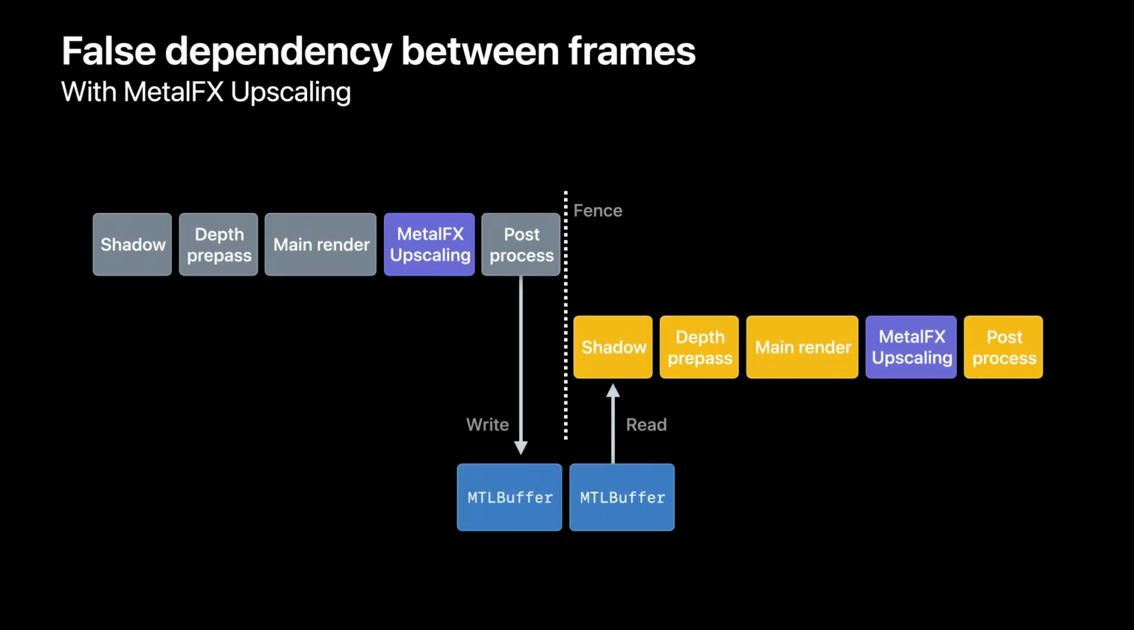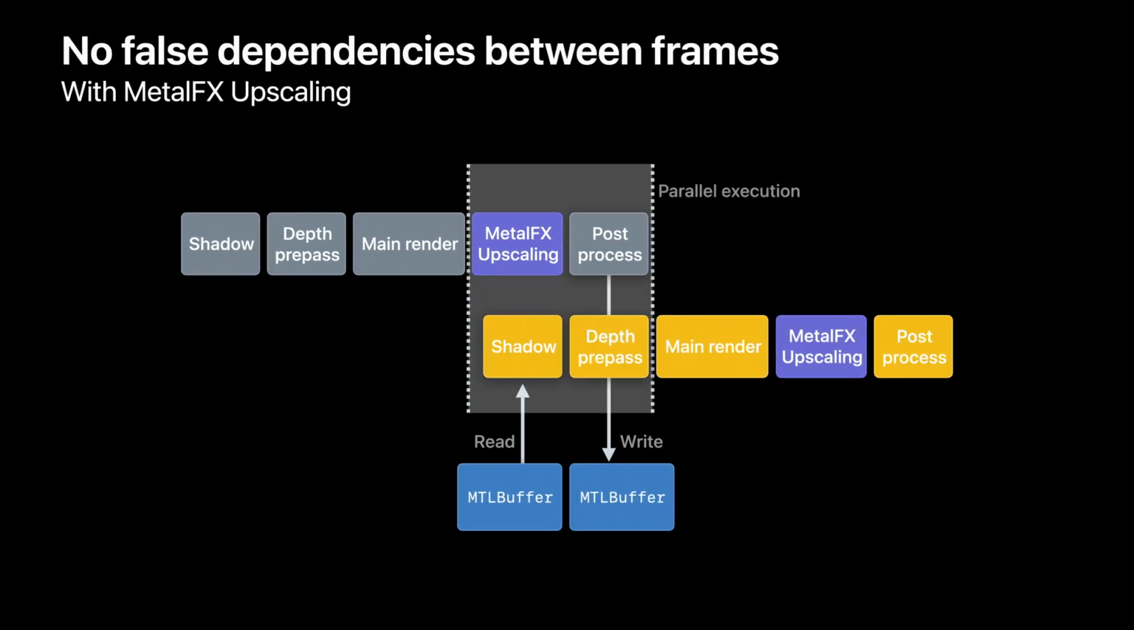In this example, you can instead create a separate buffer for the post-processing and shadow passes to prevent the false dependency, resulting in parallel execution of independent passes. Avoiding false dependencies is something you always want to keep in mind when adopting MetalFX upscaling.